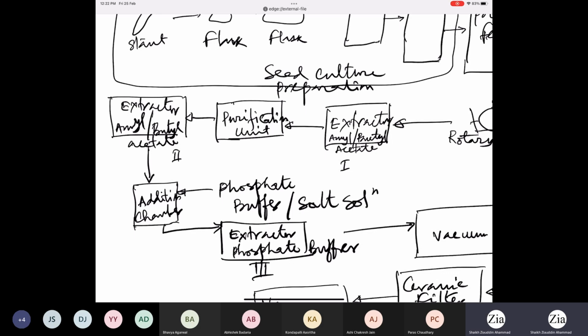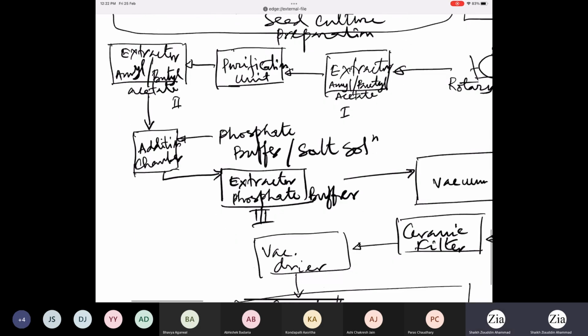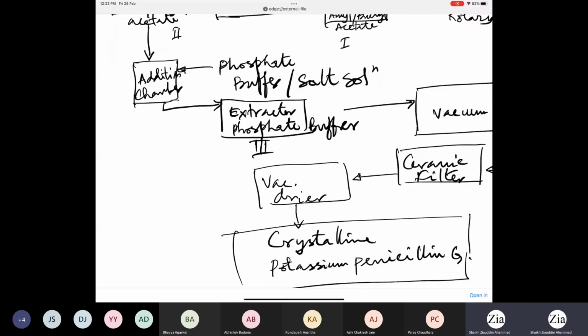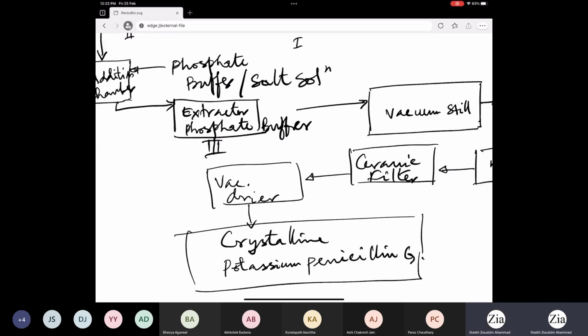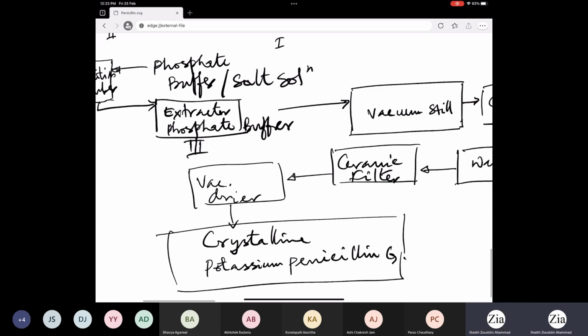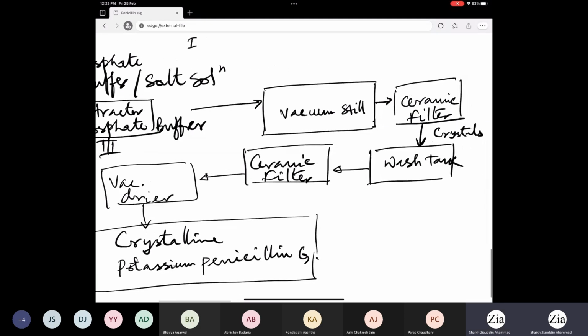And then you have this third extractor where you actually have the phosphate buffer solution, and finally from that extractor you get the solid potassium salt of penicillin, or potassium penicillate, and then that potassium salt will go through different downstream operations where your objective is to remove the moisture. So you'll have vacuum drying, because I mentioned these are all temperature sensitive materials, so you cannot use normal drying operation.